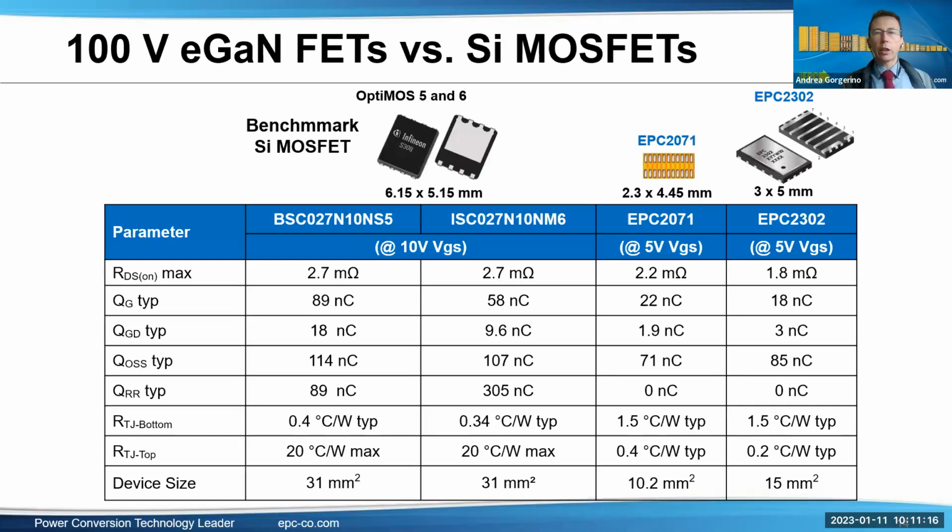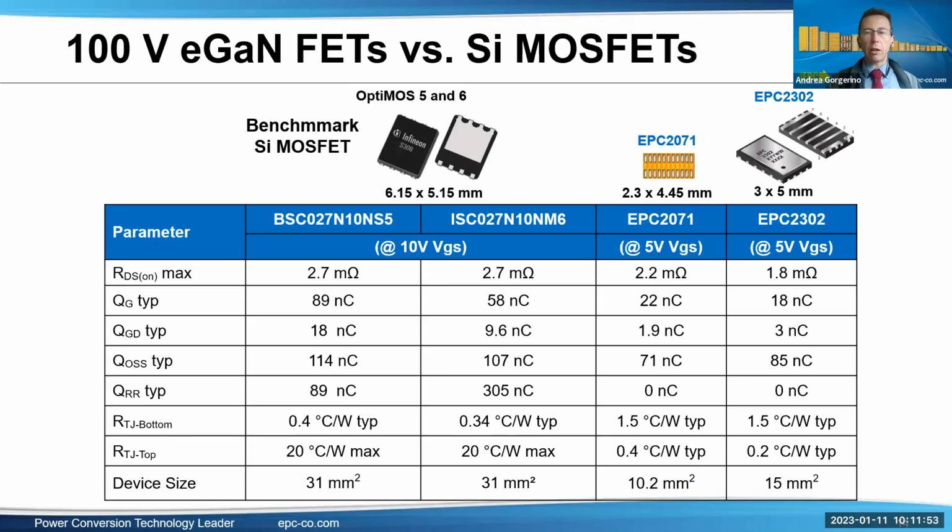First of all, let's just look at parametrics for GaN FETs. These are 100 volt GaN FETs versus silicon MOSFET. I'm comparing here against two Infineon Optimus 5 and Optimus 6. These are really the best in class of 100 volt silicon FETs. These are both in a 5x6 package, 30 square millimeters, and we're comparing to EPC 2071, which is a chip scale package GaN FET, and EPC 2302, which is a QFN GaN FET. Both GaN FETs are less than half the size of the silicon FETs.